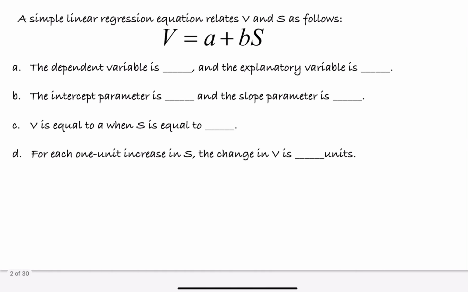So the first question says a simple linear regression relates V and S as follows. V equals A plus BS. The dependent variable is going to be on the left-hand side of your equation. It's going to be V. And the explanatory variable is going to be S. The intercept parameter is A. And the slope parameter is B. These are what you're estimating when you look at your regressions.